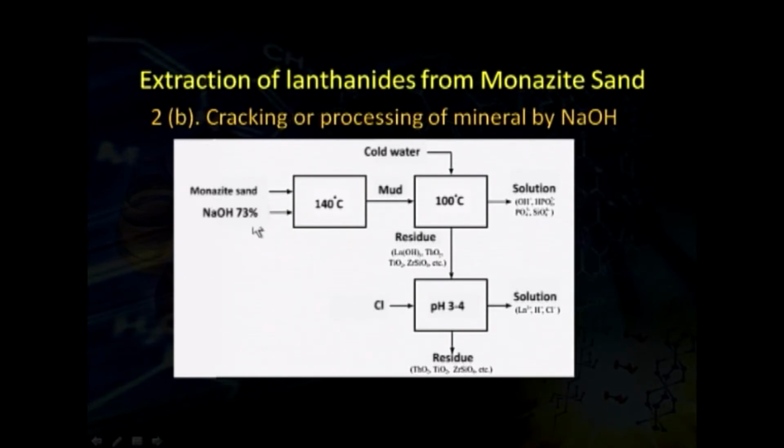The monazite sand in presence of 73% sodium hydroxide is heated at 140 degree centigrade. A mud-like composition is formed in presence of cold water at 100 degree centigrade. The residue contains the hydroxides of lanthanum, mainly thorium, titanium and zirconium. Then in presence of hydrochloric acid around pH 3 to 4, the residue is going to provide the titanium, thorium oxide and the zirconium.